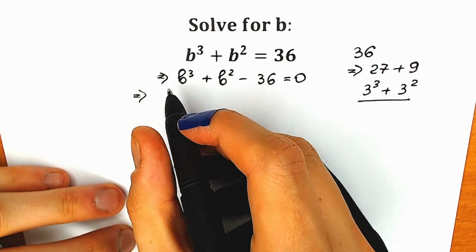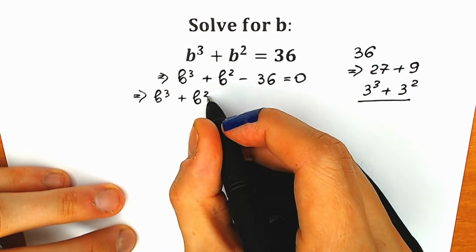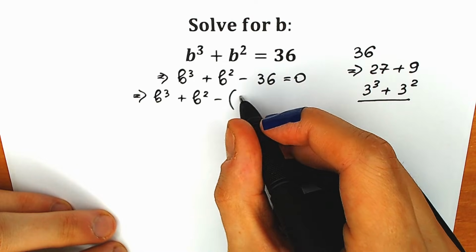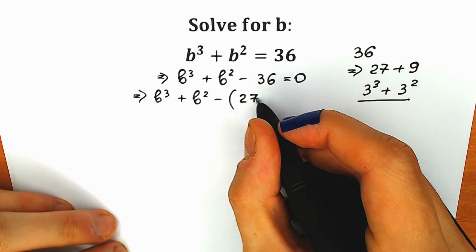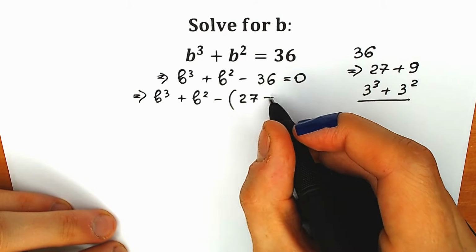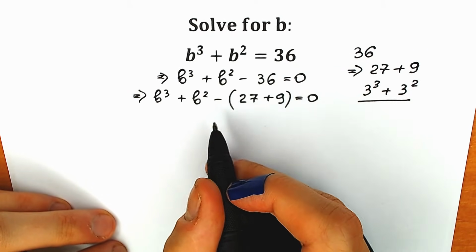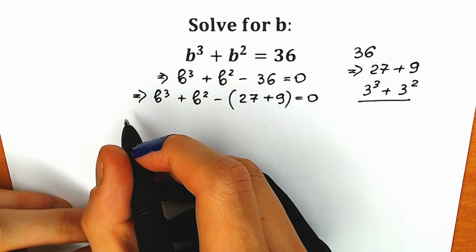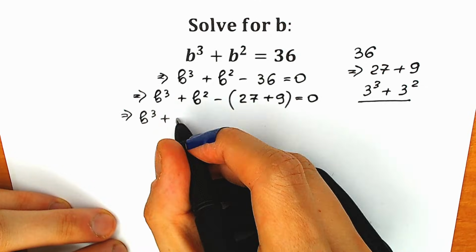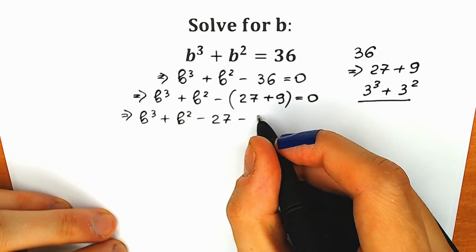Okay, let's do it. So we have b cubed plus b squared, and in parentheses, instead of the 36, we can easily write 27 plus 9. I'm going to solve this step by step because there are a lot of students here. The next step, real quick, we can easily open parentheses, but we need to change this negative sign. So we have b cubed plus b squared minus 27 minus 9 equal to 0.